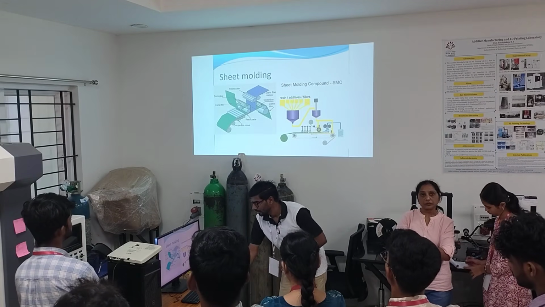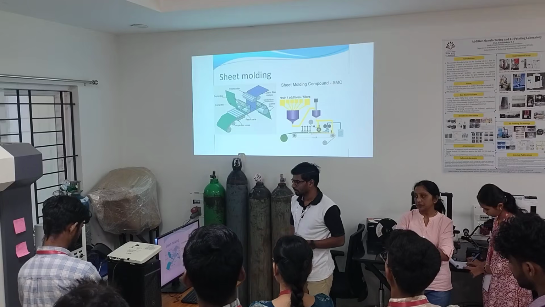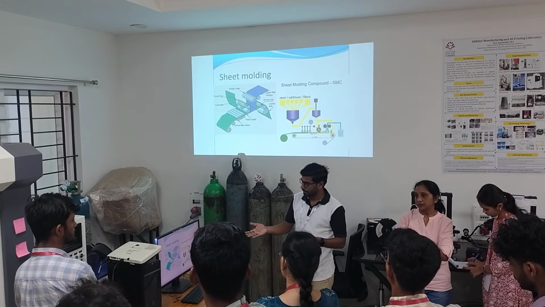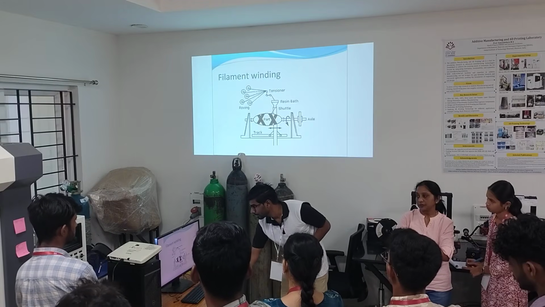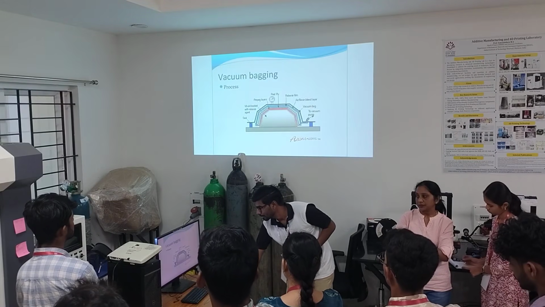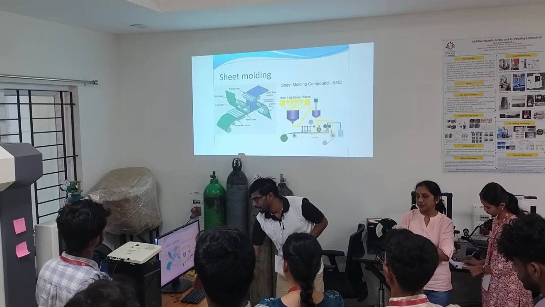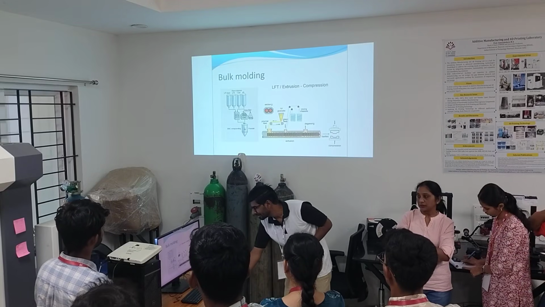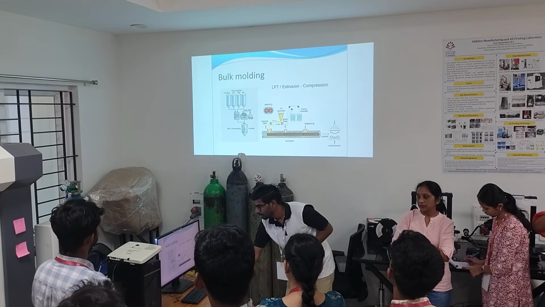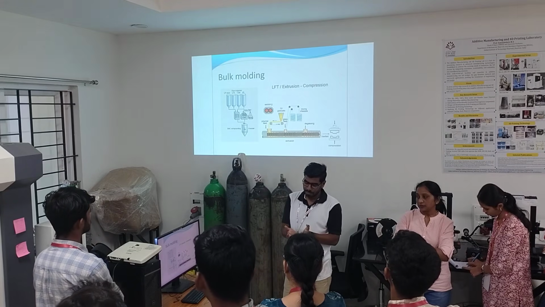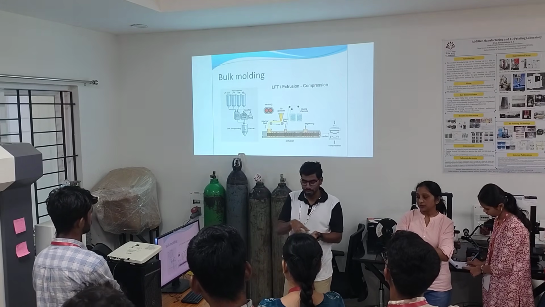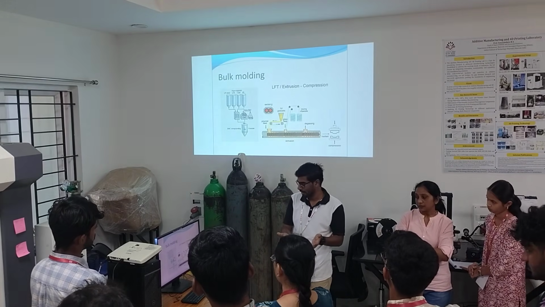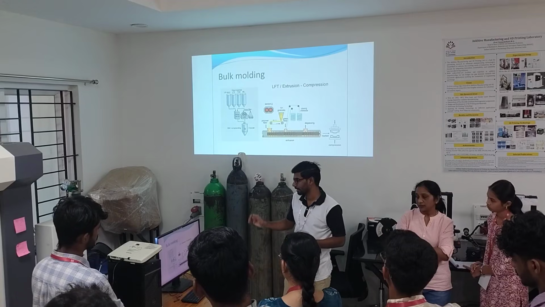Sheet molding is almost similar to sheet lamination. Different sheets we have. This is also similar to, I forgot the name, vacuum bagging. The only difference is that we do not apply any vacuum here, we just press it with the help of rollers. Then bulk molding, where we have resin as well as fibers together, a kind of bulk mixture, and then we place it in this mold, and press it, and we get the final component.